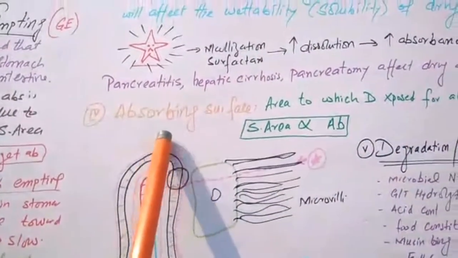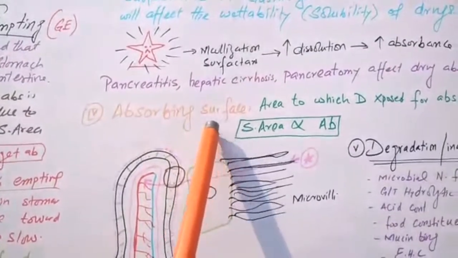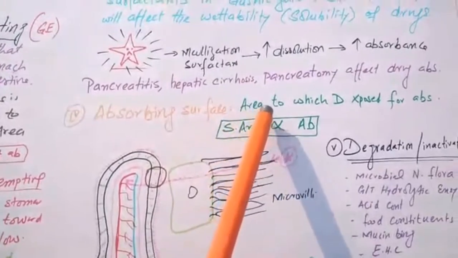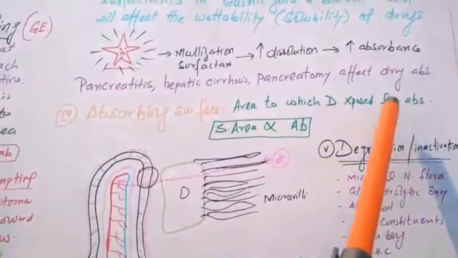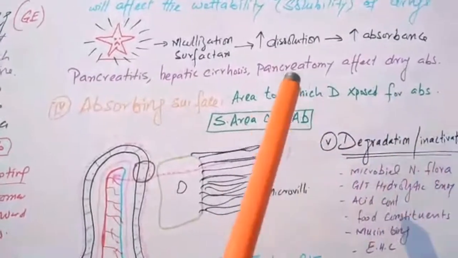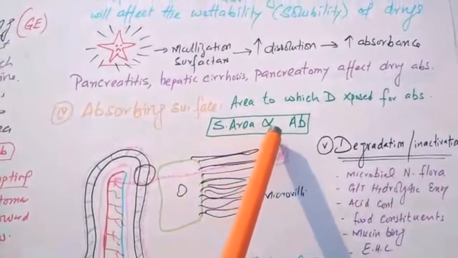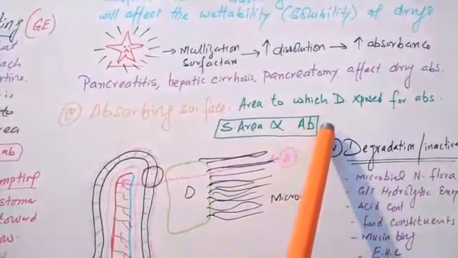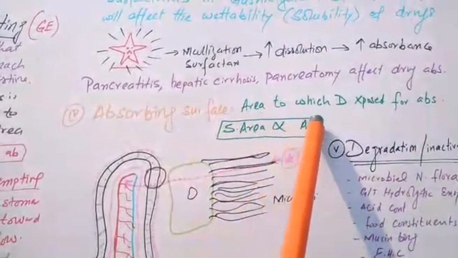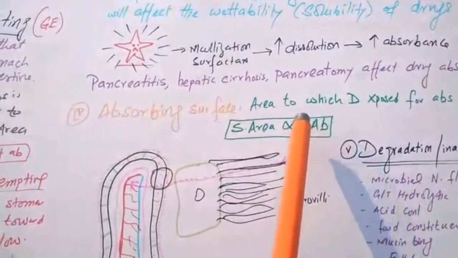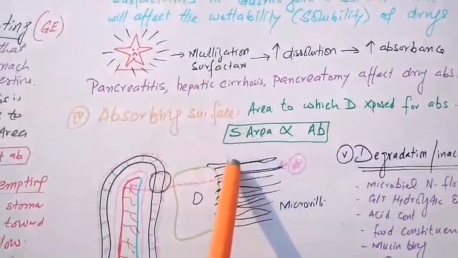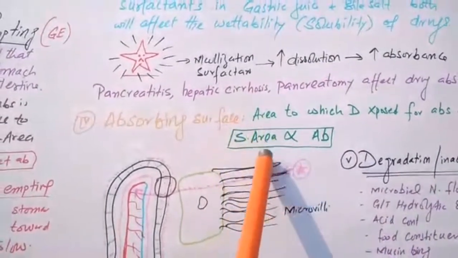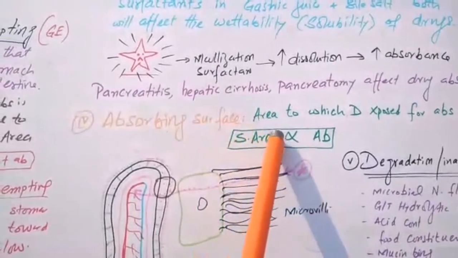The next effect is absorbing surface area. The absorbing surface is the surface area to which the drug is exposed for absorption. So the surface area is directly proportional to drug absorption. The greater the surface area, the greater the absorption. The lesser the surface area, the lesser the absorption. And it is very clear from the GIT segments, the surface area in the small intestine is so much higher.